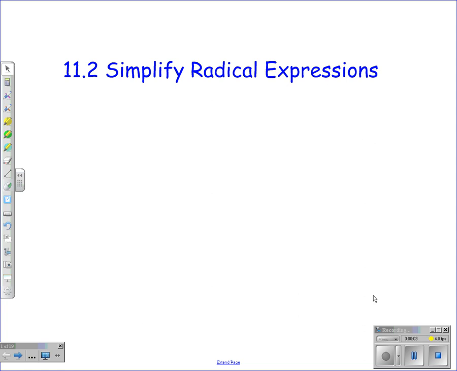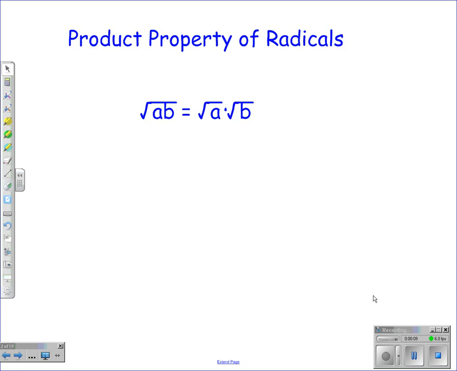Today we are working on simplifying radical expressions. This is section 11.2. The first thing we want to look at is the product property of radicals.